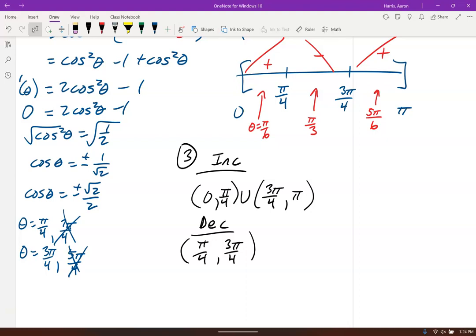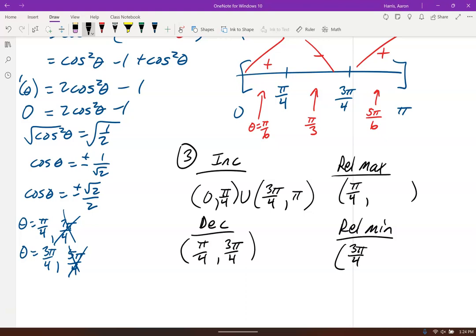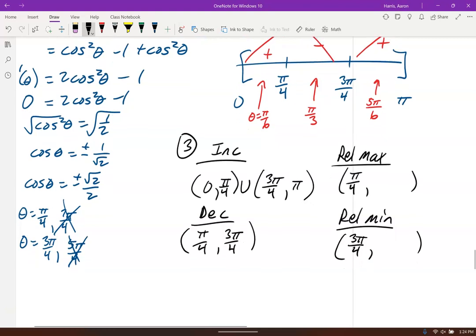And so we would have a relative max at pi fourths, and then we'd have a relative min at 3 pi fourths, right? Because it goes down and then goes back up at 3 pi fourths. And let's go ahead and punch those in.